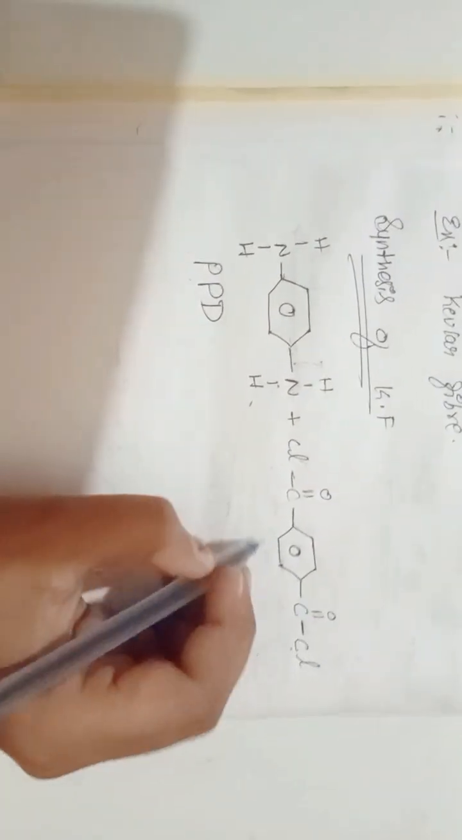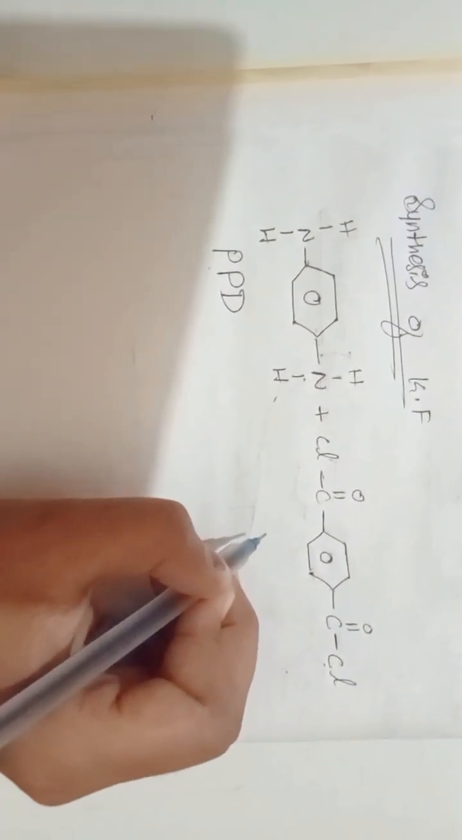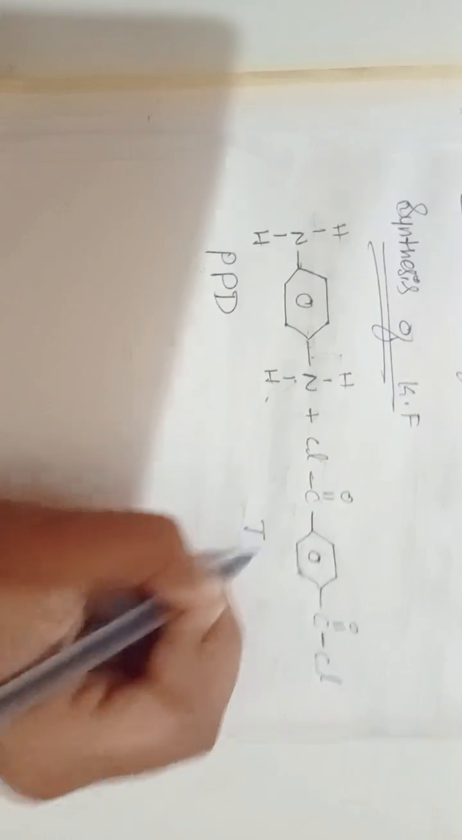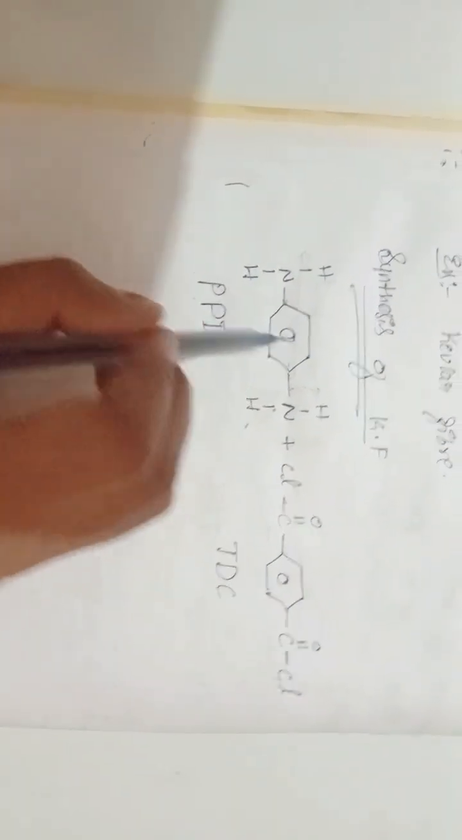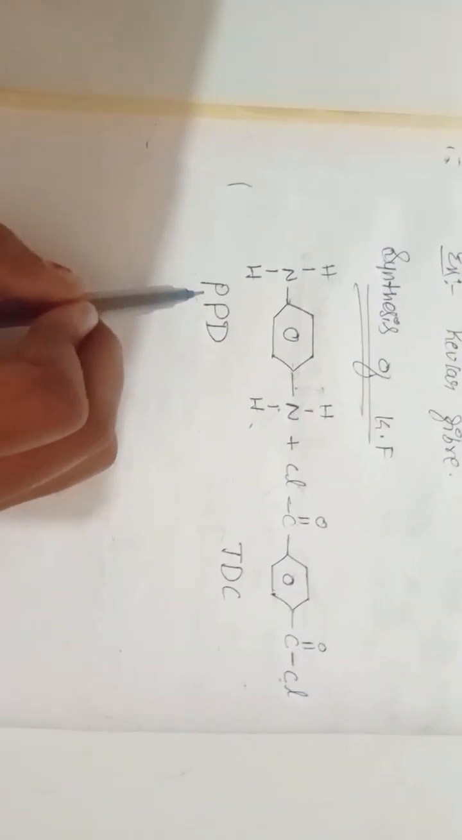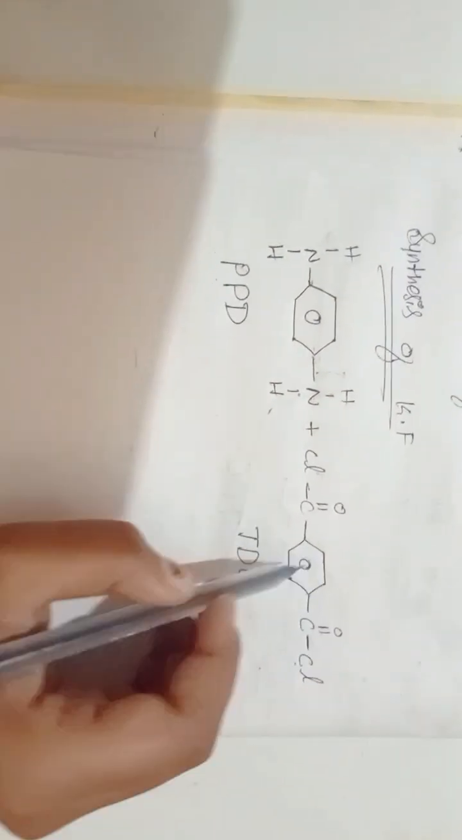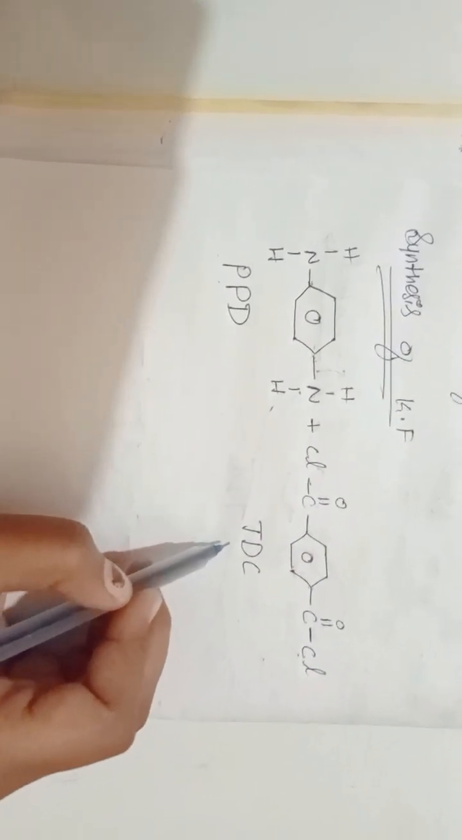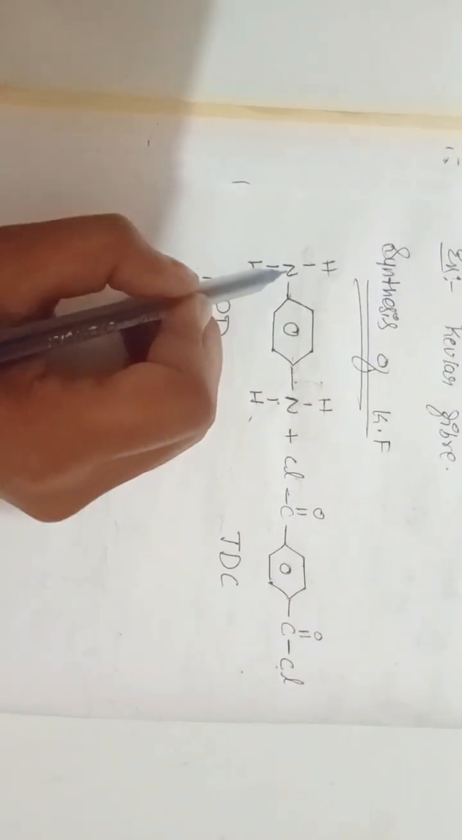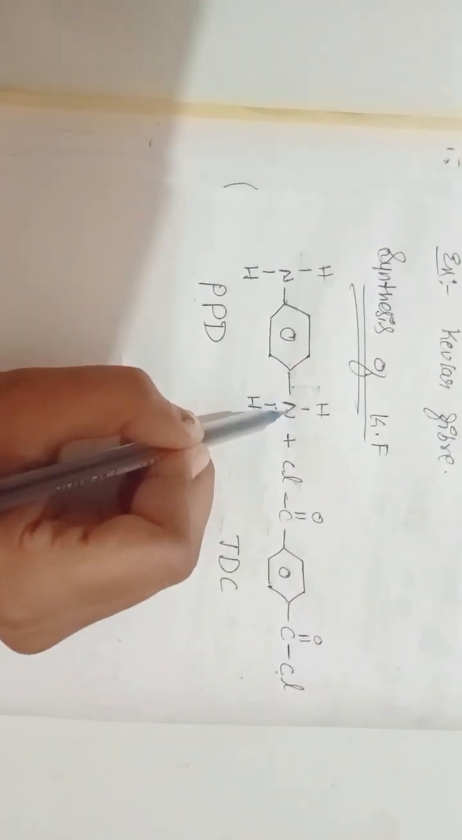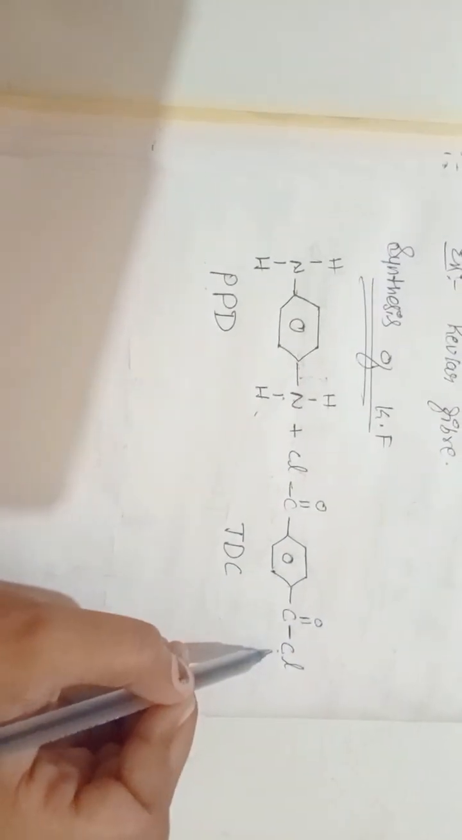The name of this compound is terephthalate dichloride. So this is one polymer, paraphenylene diamine, and this is another polymer, terephthalate dichloride. When these two polymers combine together, we can consider that this is the first amine and this is the second amine, and this is the first chloride and this is the second chloride, right?